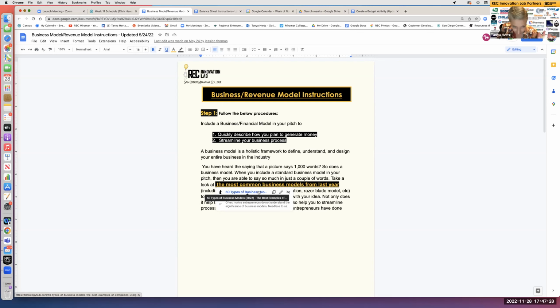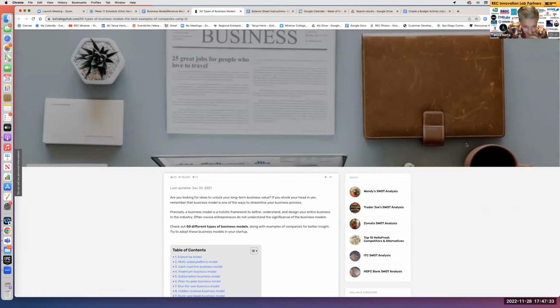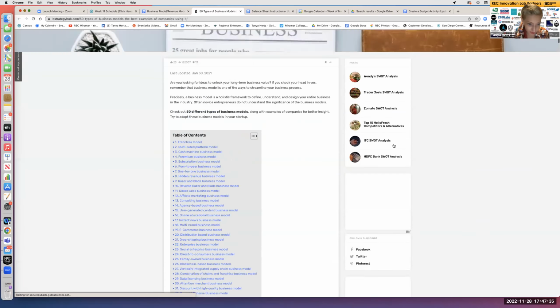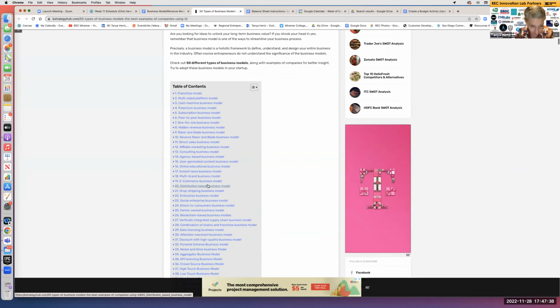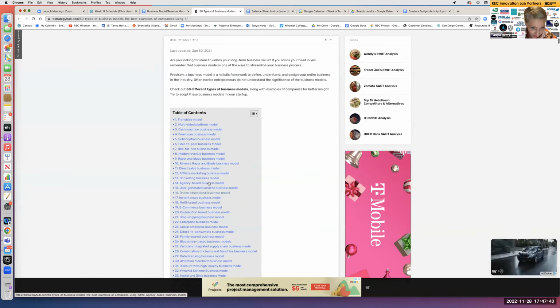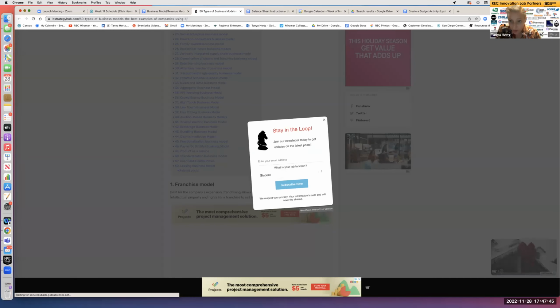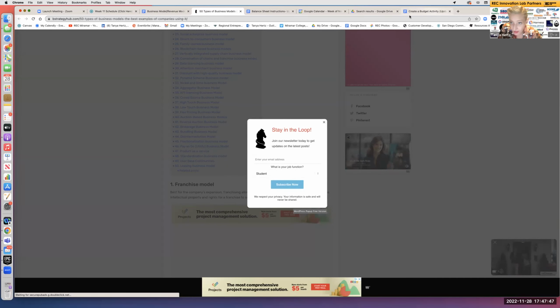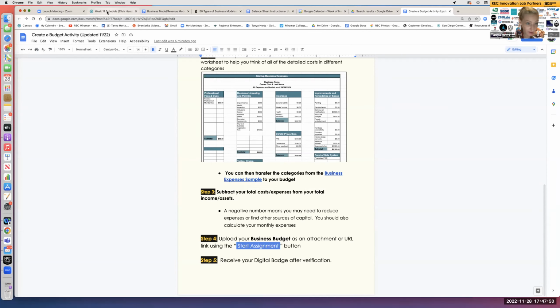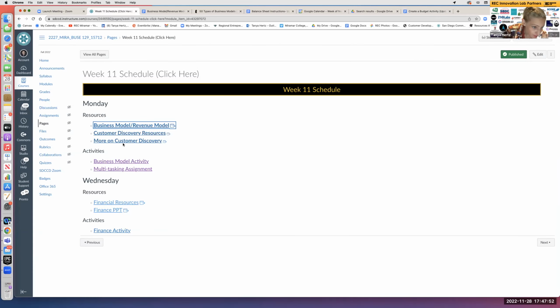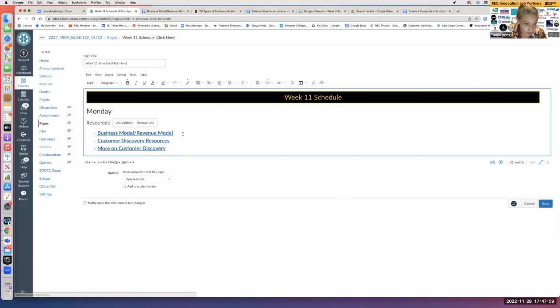And I gave you a link to some common business revenue models. Go through, look at the different models, see which kind of model makes the most sense. This is the list right here of the most common models. Am I a franchise? Is it a multi-sided platform? Is it a peer-to-peer business, et cetera? Once you have that idea, let's say it was peer-to-peer business, you go back over to that assignment. So here's the assignment for business revenue. I have to fix this here before I give you that. Hold on. One other thing, it doesn't look like you have the finance activity.